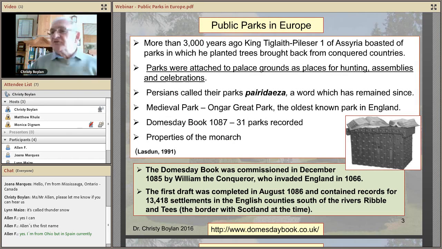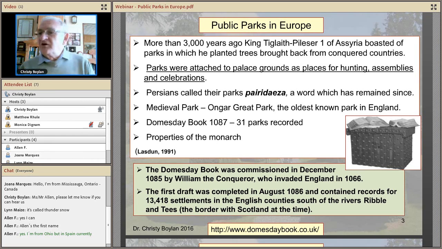More than 3,000 years ago, King Tiglath-Pileser of Assyria boasted of parks in which he planted trees brought back from conquered countries. Now this was not just a useful piece of information about parks, but it's useful to know that there was an emphasis on trees in that period as well. But parks were attached to palace grounds as places for hunting, assemblies and celebrations. Now the word park means to hunt, so you have to remember that they were never intended as places for the public to have a walk. They were originally hunting grounds.